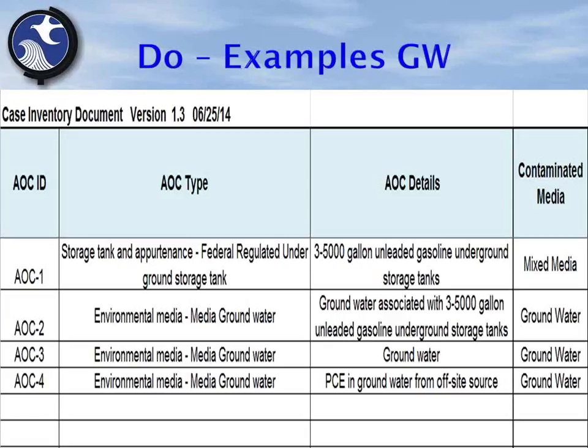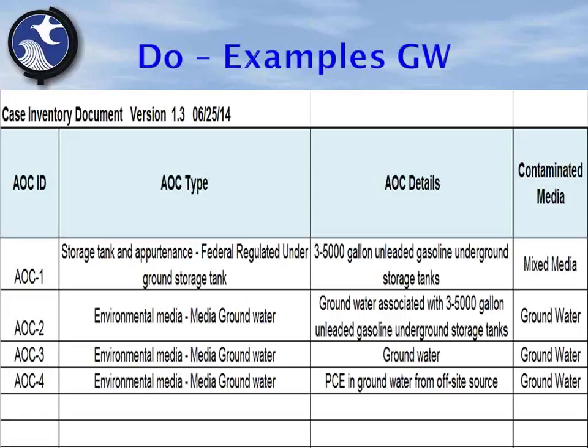AOC 2 is how it should look if you're saying groundwater contamination is coming from a specific AOC. You see groundwater associated with those tanks. The media is saying groundwater. AOC 3, environmental media, media groundwater. The AOC details, soon to be AOC description, says groundwater. That's how it should be depicted if you have multiple discharges at the site, or you're saying your AOC is for groundwater across the site-wide.